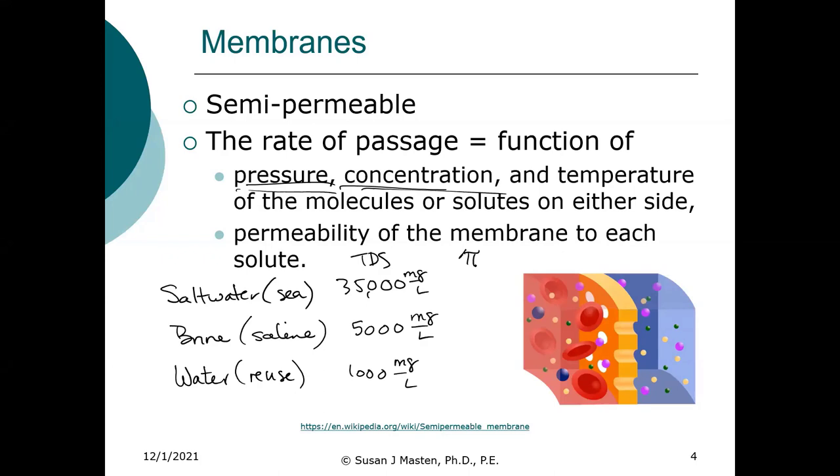Which one will have the highest osmotic pressure? Your salt water, exactly. Seawater is going to have the highest osmotic pressure, which means that what we refer to is the transmembrane pressure.